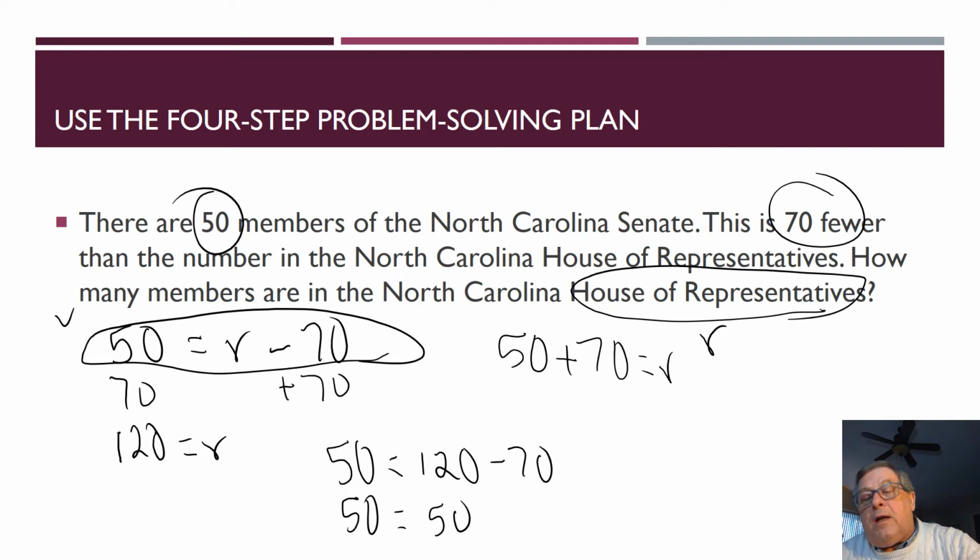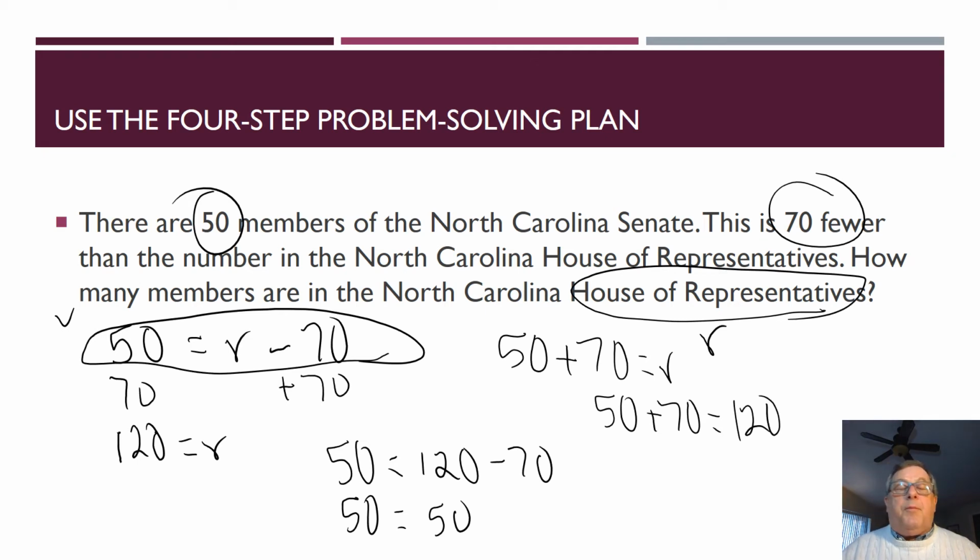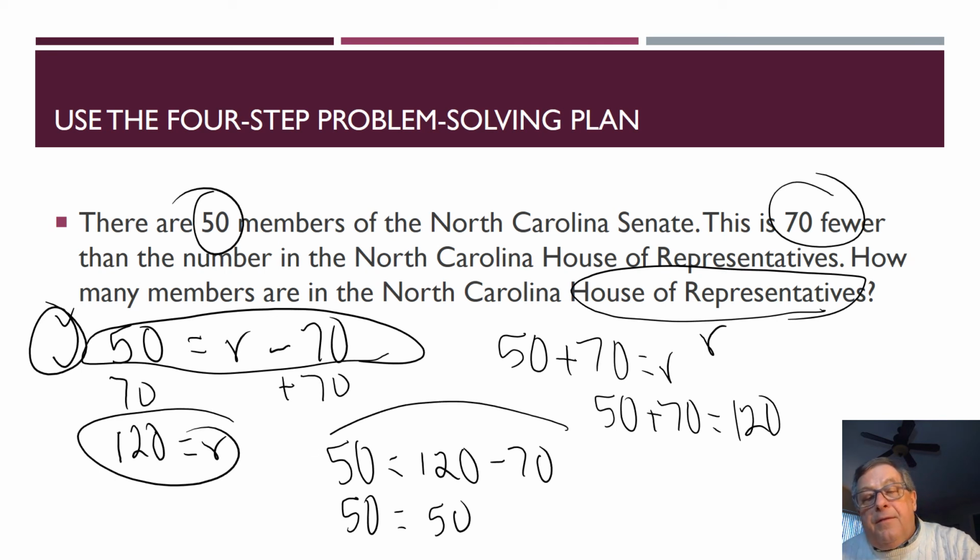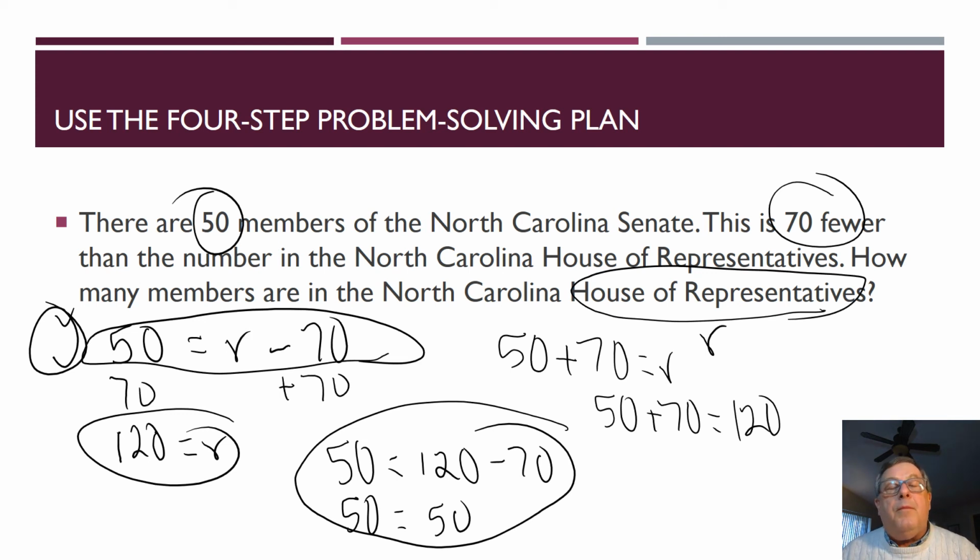And just quickly, with this second equation, 50 plus 70 equals 120. All right, so the four-step problem-solving plan: understand, plan, solve, and check. So we read it for understanding, and we planned it with an equation. We solved the equation, and then we checked our work. Four-step problem-solving plan.